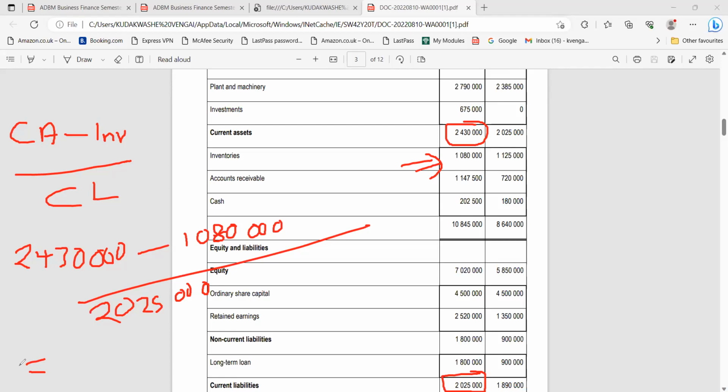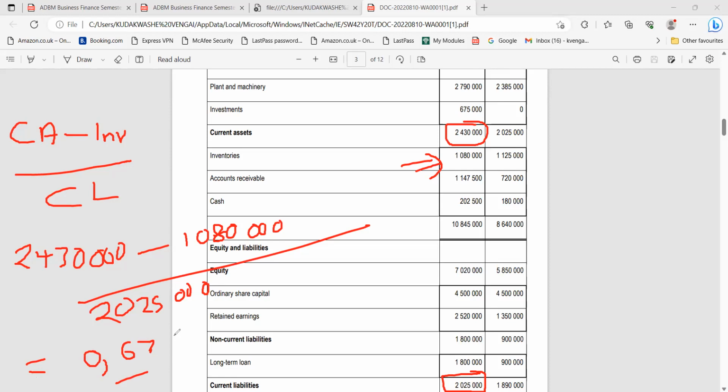2430,123 minus 1080,123 divided by 2025,123, and then you get 0.67 as your current ratio. So this is less than 1.